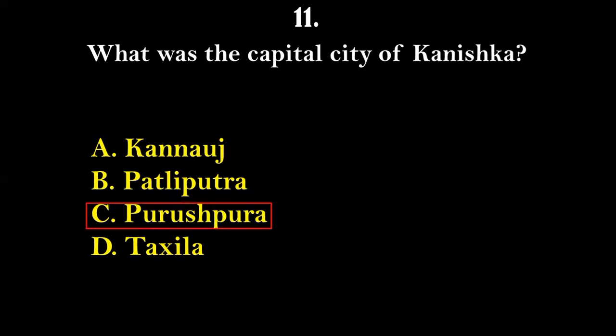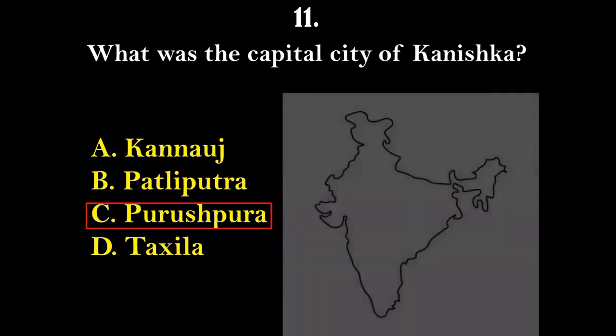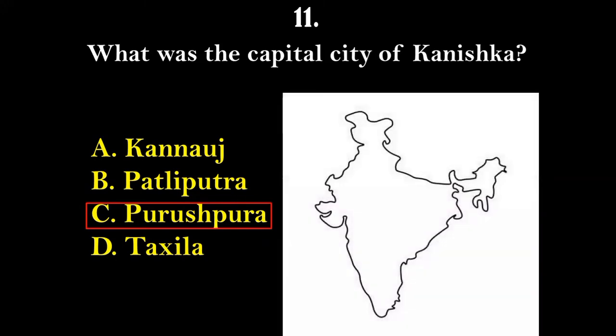In order to understand the geographical location of this Barushpura, let's have a look at the political map of India. Now we should understand that Barushpura is an ancient name of the modern Peshawar, which is in Pakistan today. This Peshawar is the capital of the Pakistan province of Khyber Pakhtunkhwa, and it is the 6th largest city in Pakistan today. So the capital city of Kanishka will be Barushpura, the ancient name of the modern Peshawar of Pakistan.